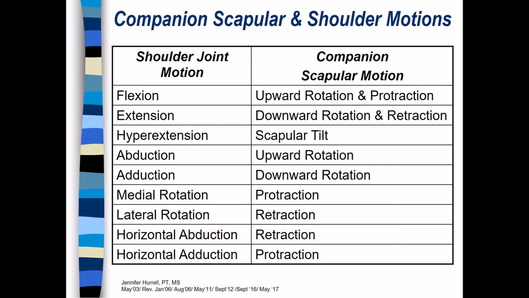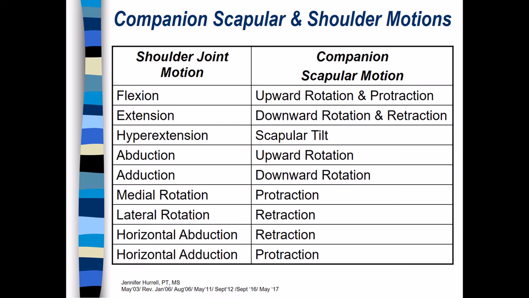If you do external rotation, you feel your scapula retracting together. And then horizontal abduction and adduction, you guys can feel this one too. If you come up on the horizontal plane and do horizontal abduction, scapula's doing what? Retraction. Horizontal adduction, scapula's doing protraction. Okay, so that's how they pair up.